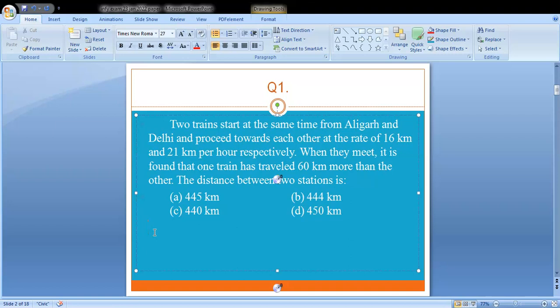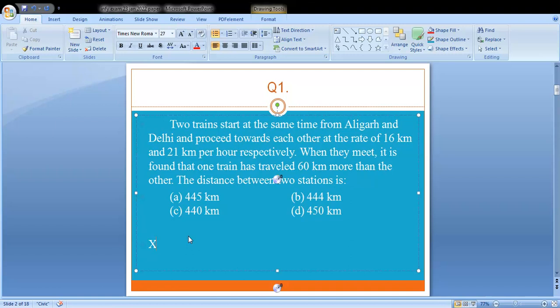Why? Because the speed of the second train is 21 kilometers per hour and the speed of the first train is 16 kilometers per hour. The question is the distance between the two stations. You know that distance by speed equals time. So let the distance traveled by the first train be x.